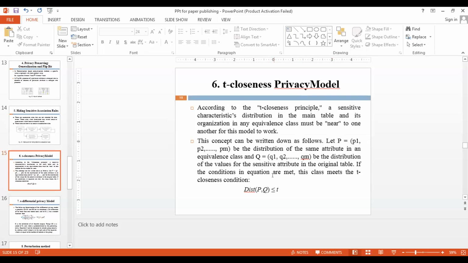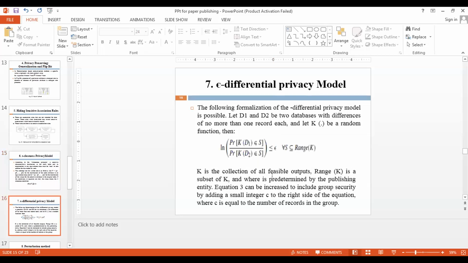Suppose one of the data will be the nearest to the original form, and we will provide that to the third person, and accordingly they can use it, and our database will be secure there. Next part is the epsilon-differential privacy model.